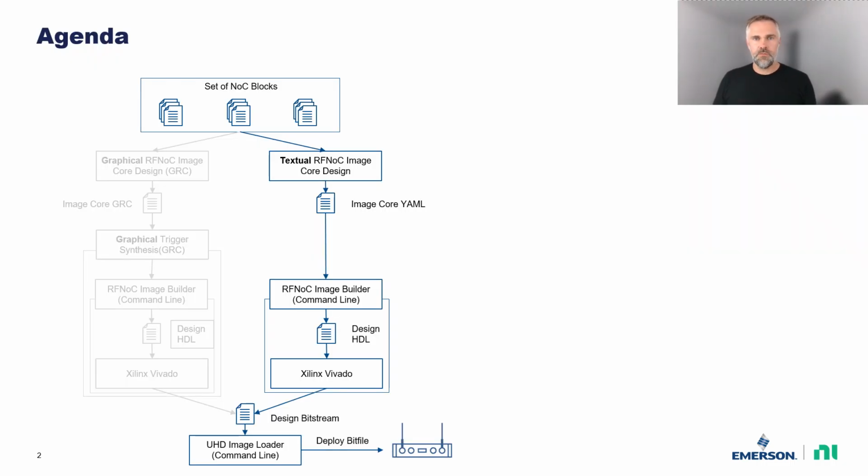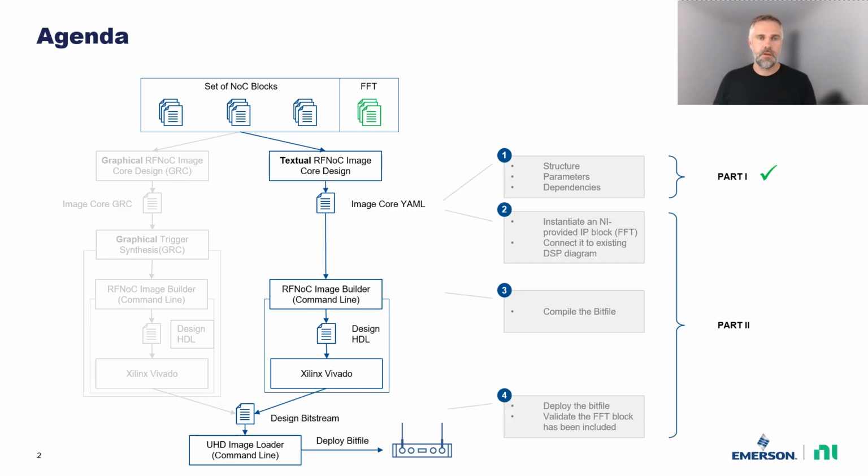We outlined the two variants of how to get from a set of FPGA IP blocks to a bit file and deploy it in our previous video, RFNoC in 10 minutes. In this video, we focus on the text and command line based variant shown on the right hand side. In part 1 of this video, we focused on the image core YAML file that defines our FPGA design. In part 2, we'll cover how to instantiate additional FPGA IP blocks. We'll compile a bit file, deploy it, and validate that the additional FPGA IP block is part of the bit file.